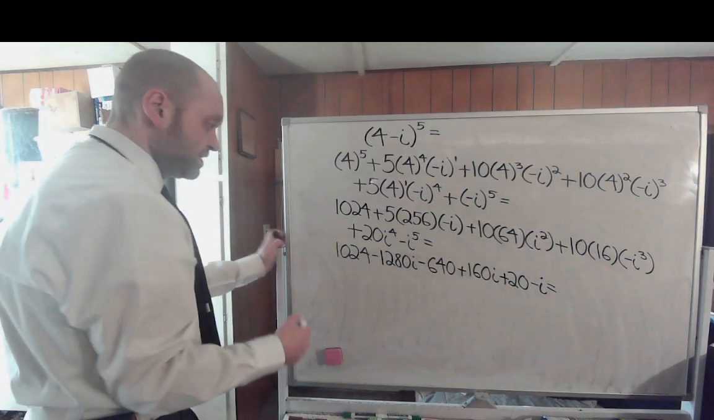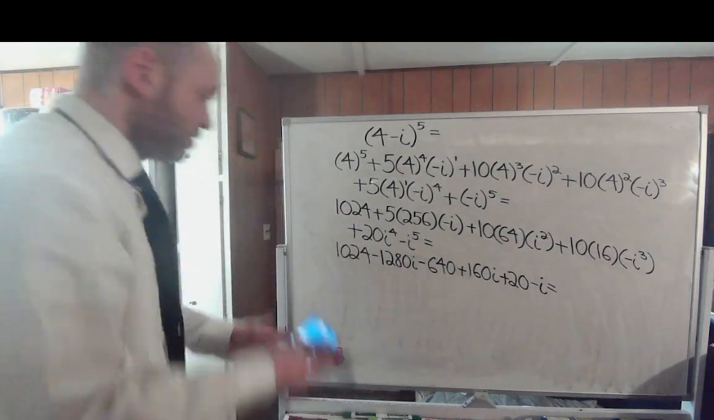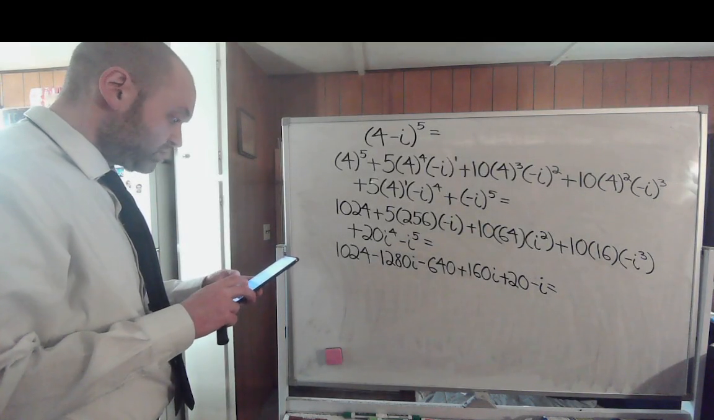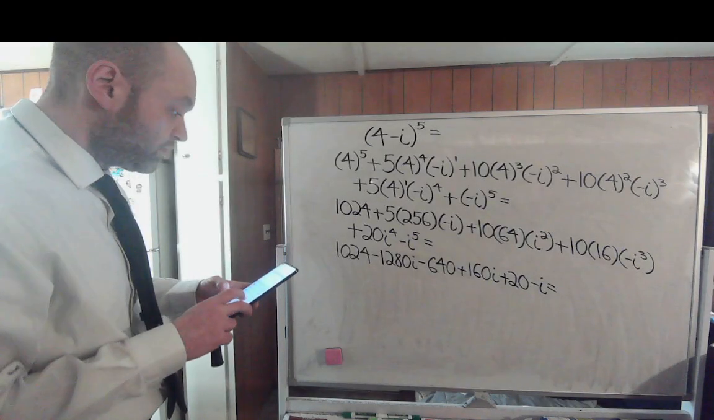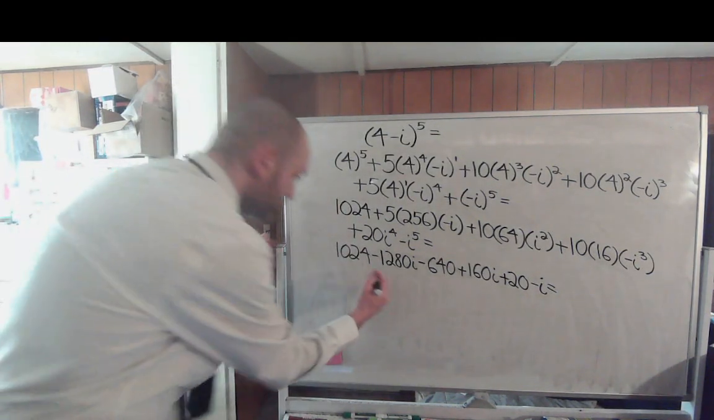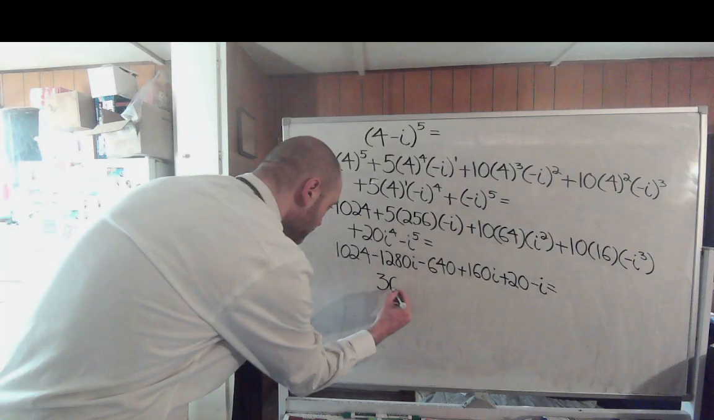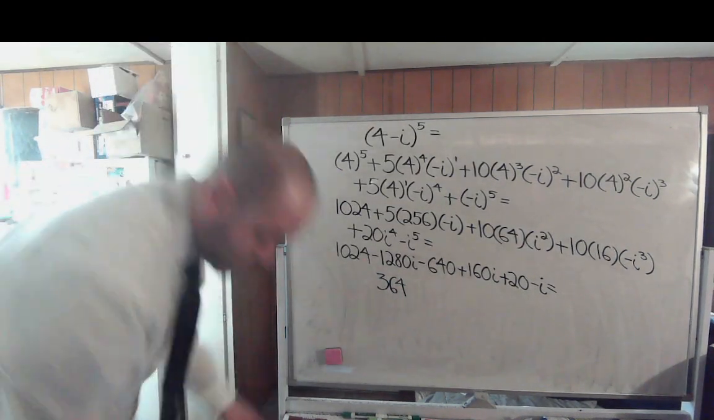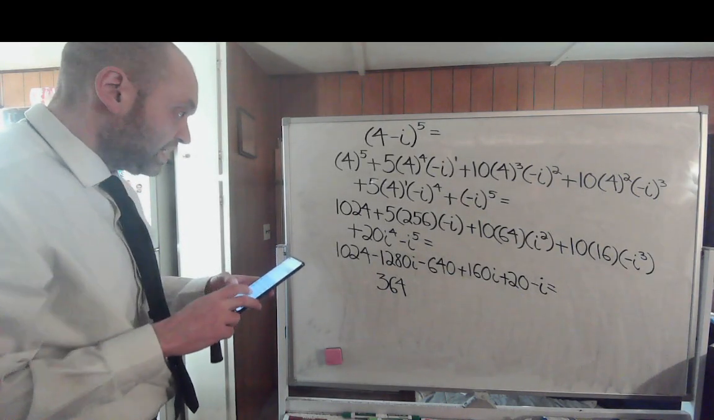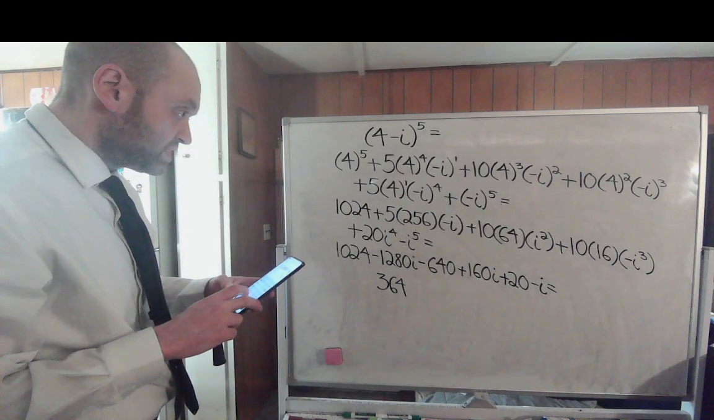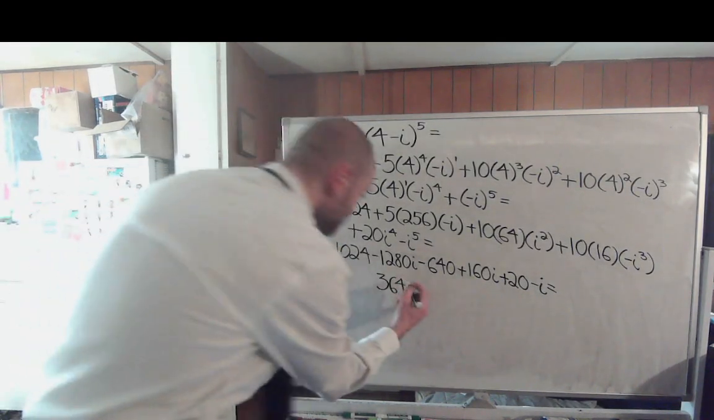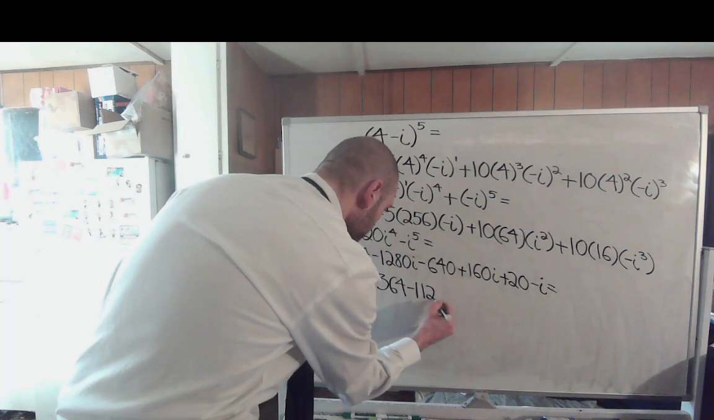Now we can simplify this. So let's get this in standard form. So we have 1024 minus 640 plus 20. That would give you 364. Now let's deal with the i terms. So let's see, negative 1280 plus 160 minus 1. So that would give you minus 1121i.